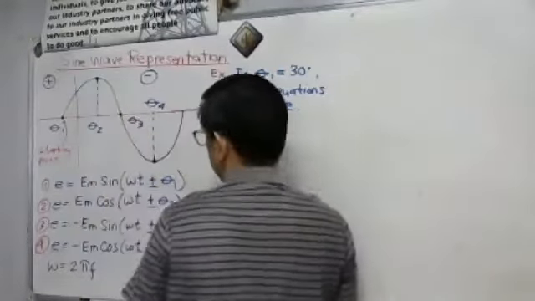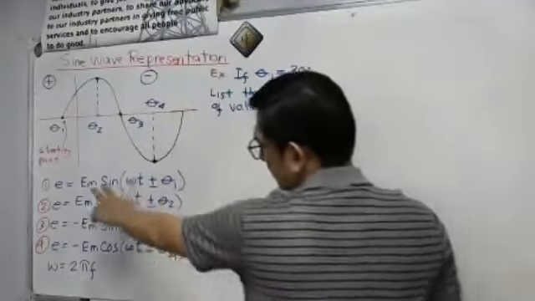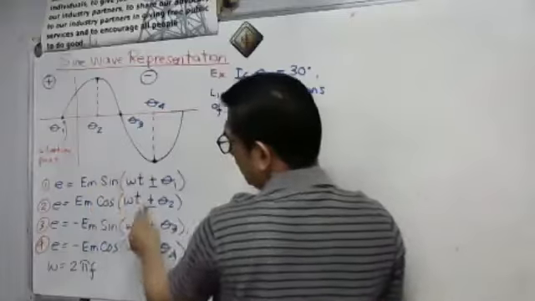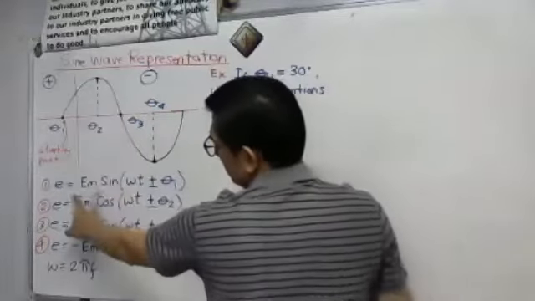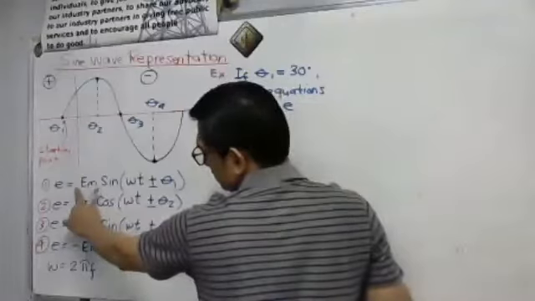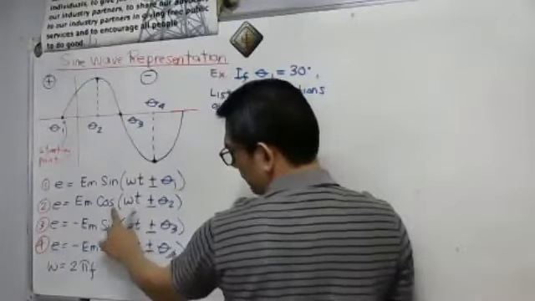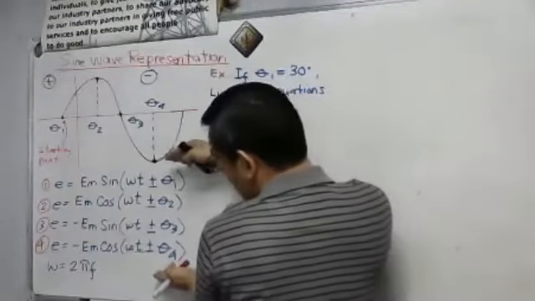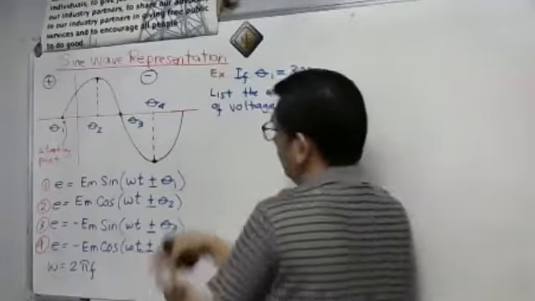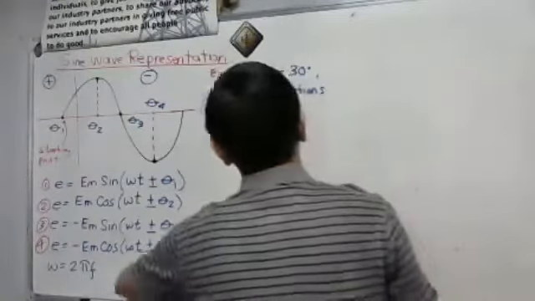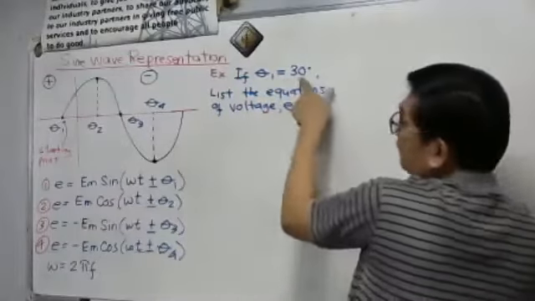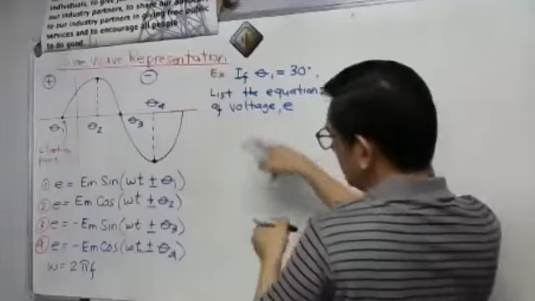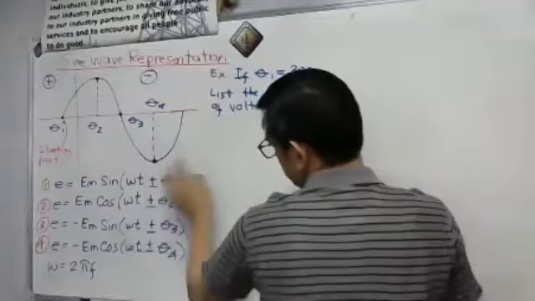How do we represent that? Number 1, they are all equal, these 4 equations. Meaning, this waveform can be represented by positive sine, positive cosine, negative sine, negative cosine. So, that can be represented by any of these 4. Let's have an example here. If theta 1 is 30 degrees, list the equations of the voltage E. So, for number 1, just like this one.